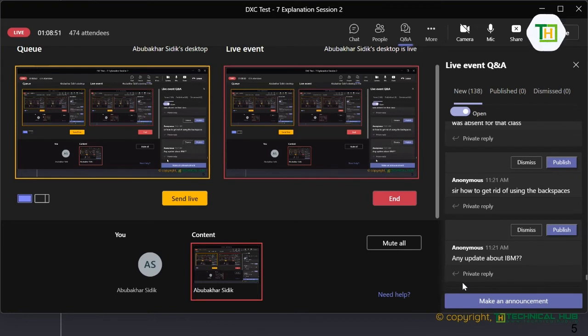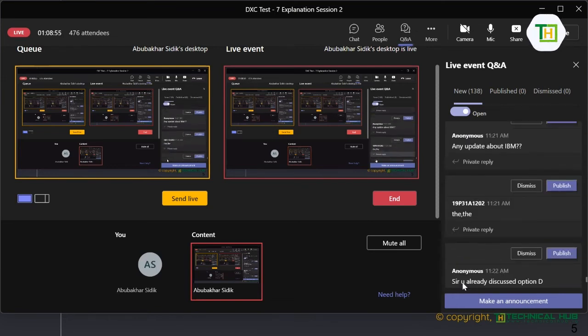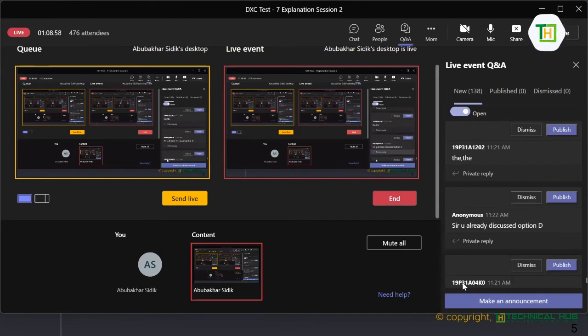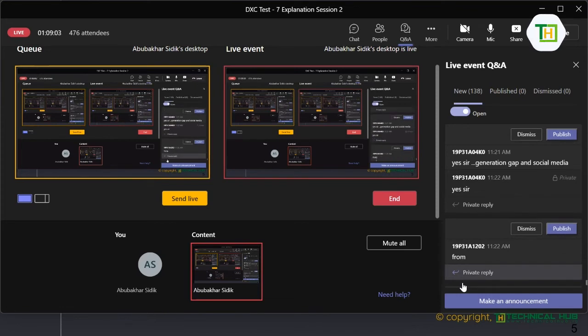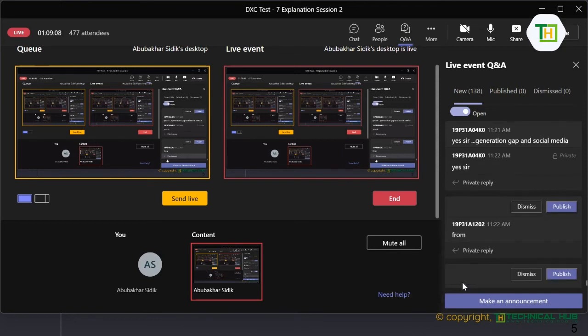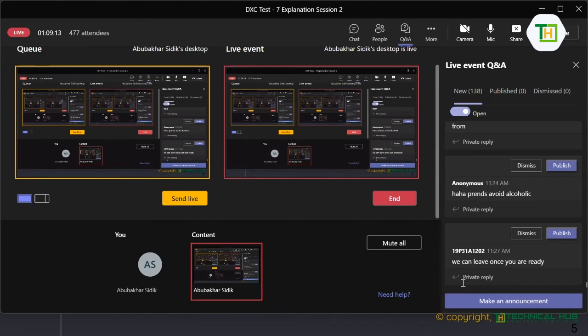Okay. And any update about IBM? No, I don't have any updates. Okay, sir, you already discussed option D. Yeah, that's what I told you. Here, someone mentioned 4K. Yes, sir, generation gap and social media. Okay, fine. Friends, avoid alcohol. Don't make it for fun. See, you will get the same habit.